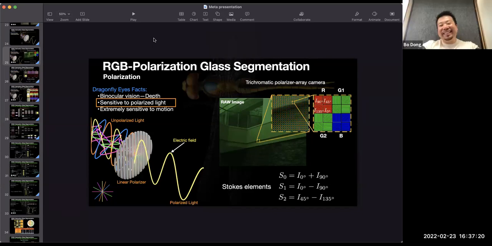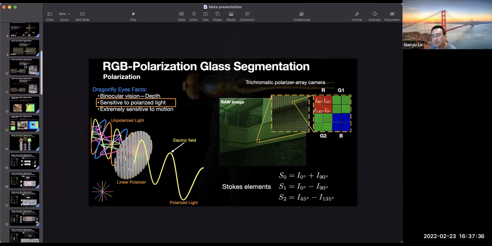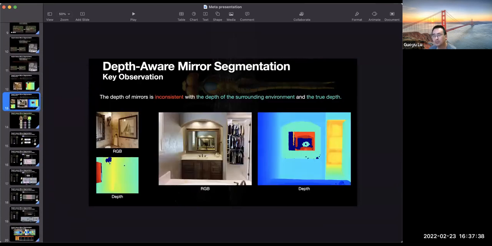That's right. A minor question. For the mirror or window problem, I see most of your testing results are indoors, especially for the mirror. Have you tested something outdoors, or do you observe any difference between outdoor and indoor?